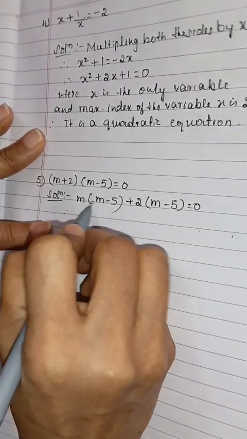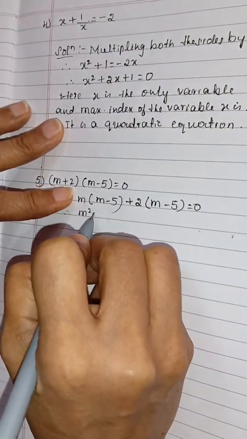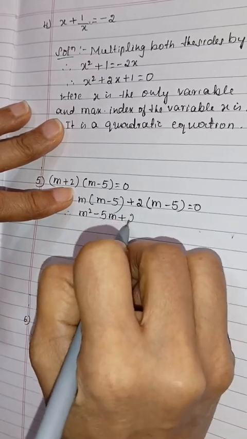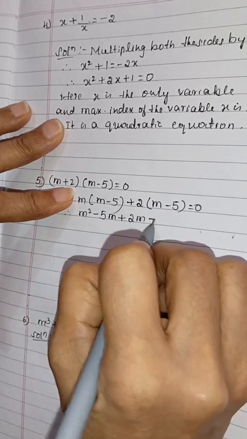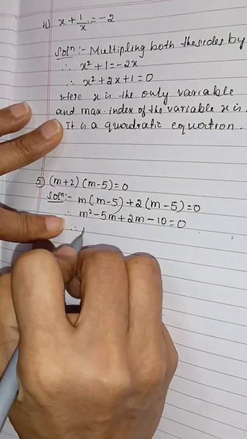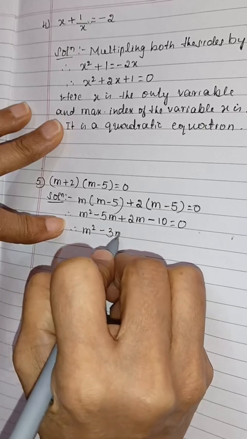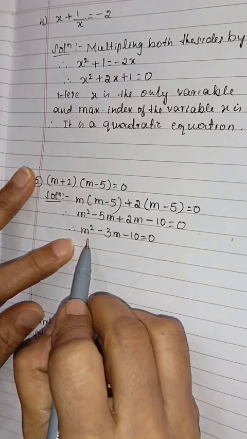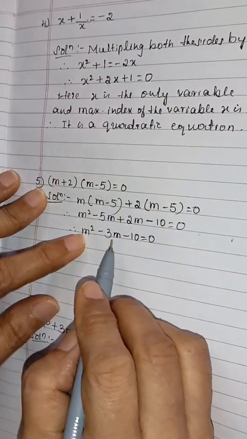So therefore, multiplying now, m square minus 5m. Then 2m: 2 multiplied by m is 2m, 2 multiplied by minus 5 is minus 10. So m square minus 5m plus 2m is minus 3m minus 10 equal to 0. Now here m is a variable and the maximum index of the variable is 2, therefore it is a quadratic equation.